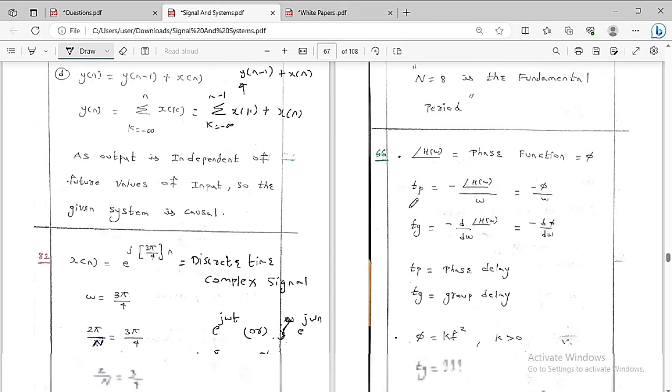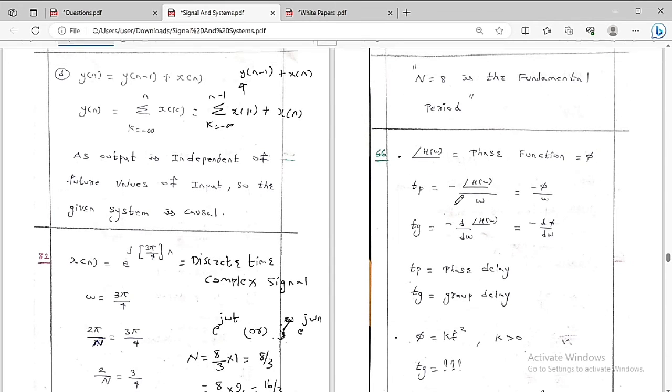Now, as you can see clearly, what is the meaning of phase function? Phase function is nothing but the phase angle of h of omega, which they have denoted as phi. And I have already told you how to remember the formula. Post graduation. The shortcut is PG. First you get P, then you get G. So first you get PT, then TG. PT means phase delay and TG means group delay.